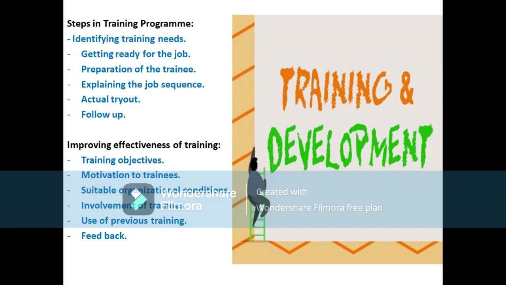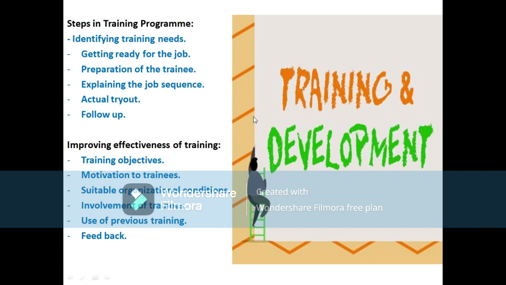So the trainee is asked to repeat the full sequence of doing the job. So this procedure is repeated until the trainees perform the work correctly. Then the trainees are given performance tests to judge their level of learning also. They may also be given oral or written tests also. Why? Because to ascertain their knowledge of the job, and these tests help in improving the techniques if some deficiencies are found in their performance, okay.